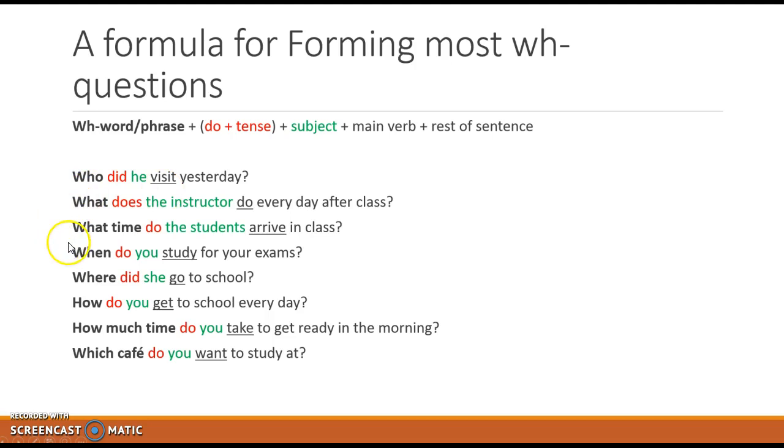Let's look at one more example. What time do the students arrive in class? We have the WH question phrase, what time. We have the do. The tense is simple present, so we leave it as do. We have the subject, the students, and then we have the main verb arrive. So you can pause the video here and look at the other examples, and you'll notice that they all follow the same pattern right here.